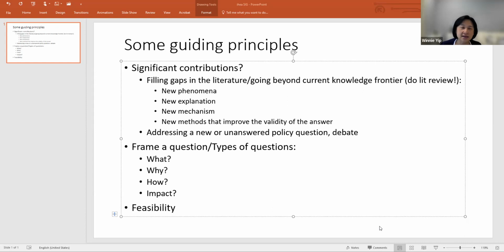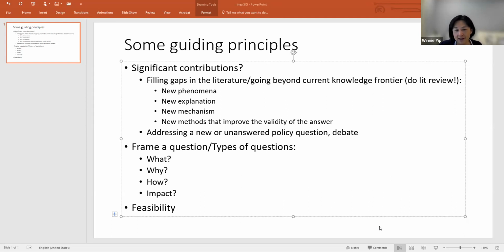What I would say, just to help guide you, is: is it a new phenomenon you're documenting? Is it a new explanation that no other people have actually looked at yet, but seems to be suggested by some secondary data or descriptive analysis? Is it a new mechanism that you are trying to prove or document? Now, of course, there could be a new method as well.